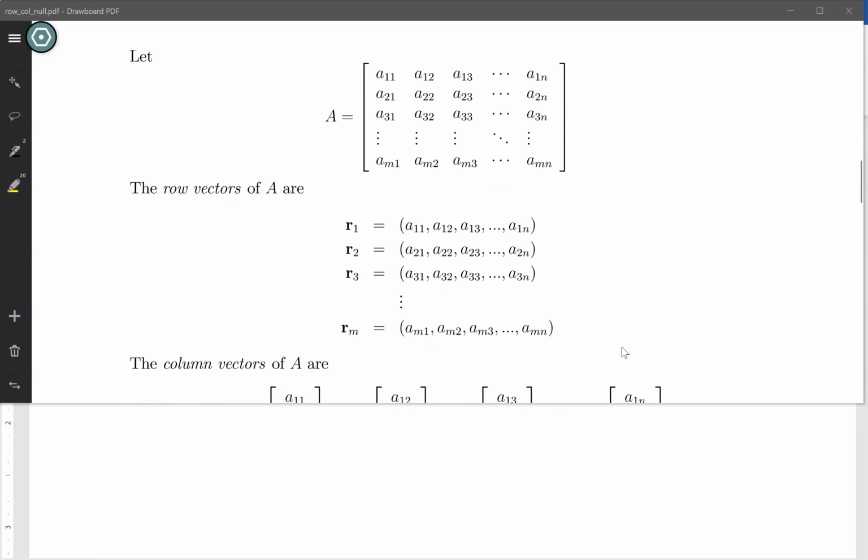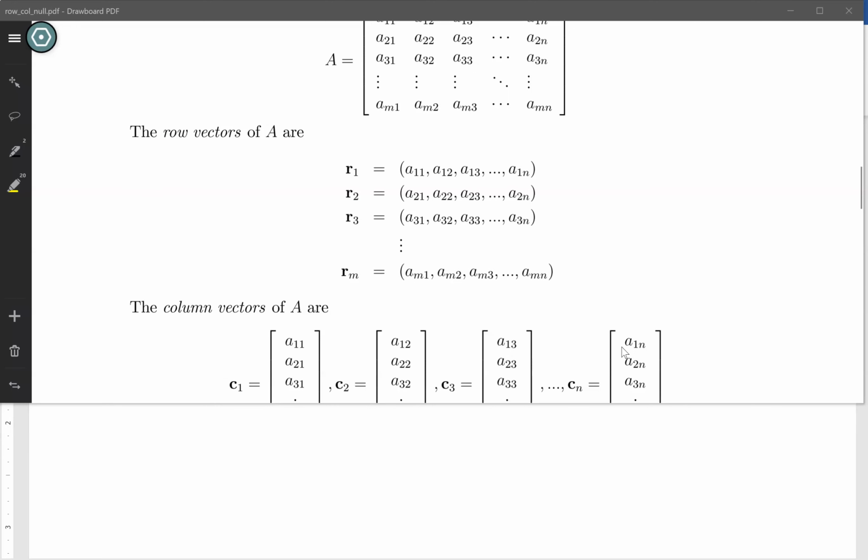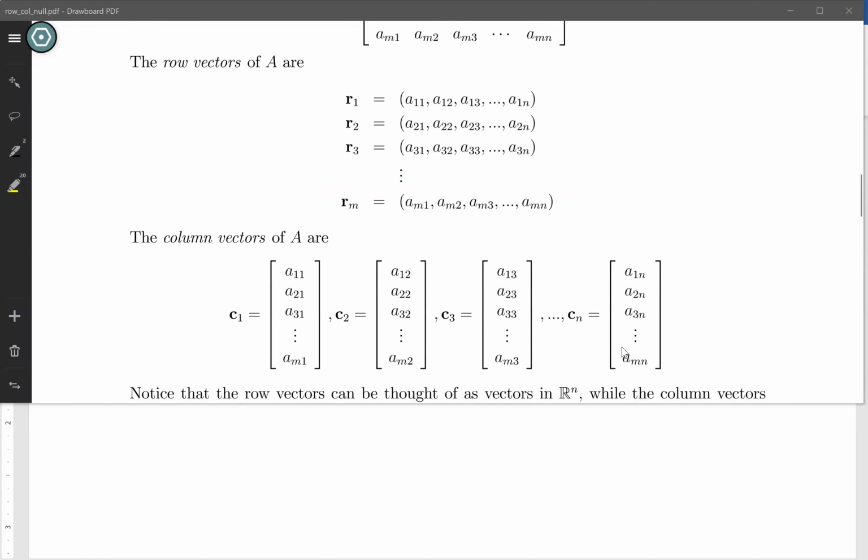Similarly, we can define the column vectors. Those are just the columns of A. So column vector 1 is just the column a11, a21, and down to am1. Column vector 2 is the second column, and so on down to column vector n, which is the nth column.